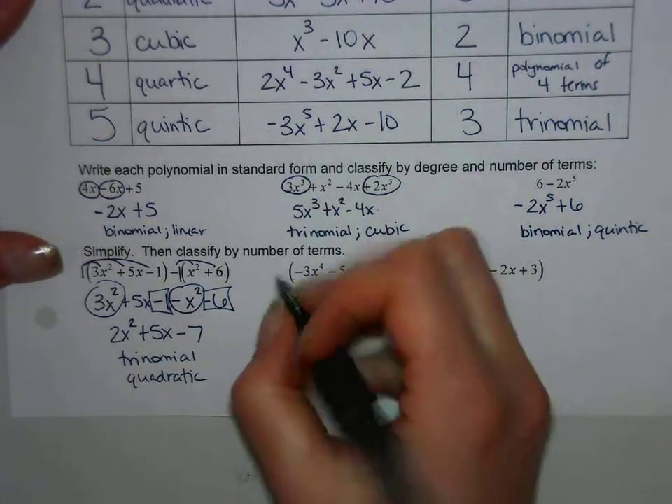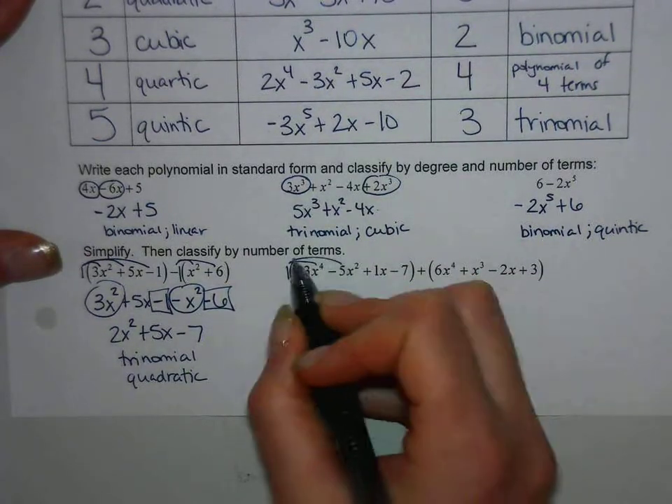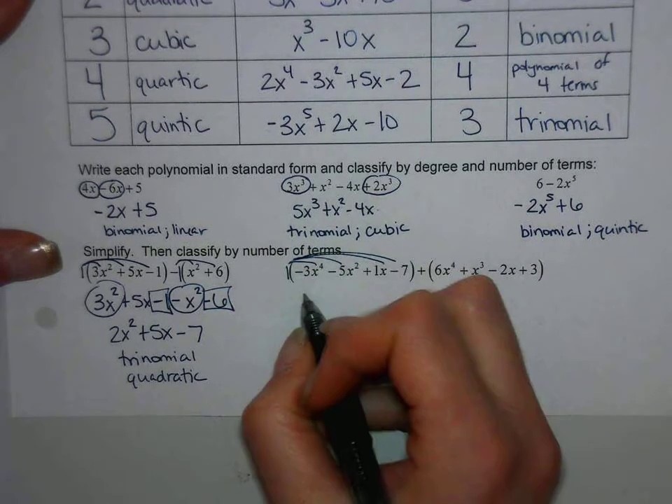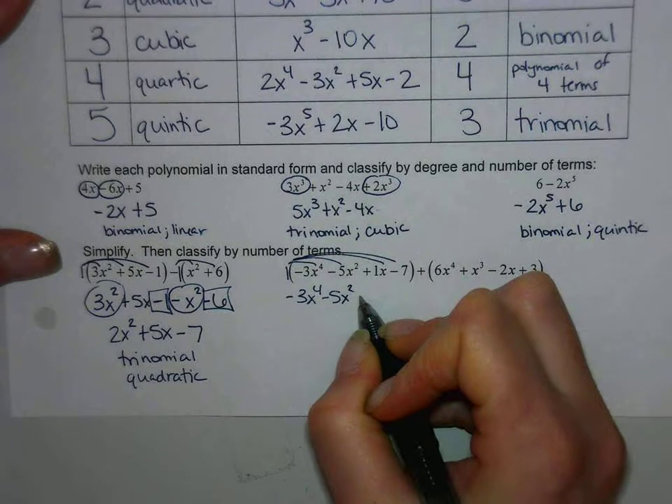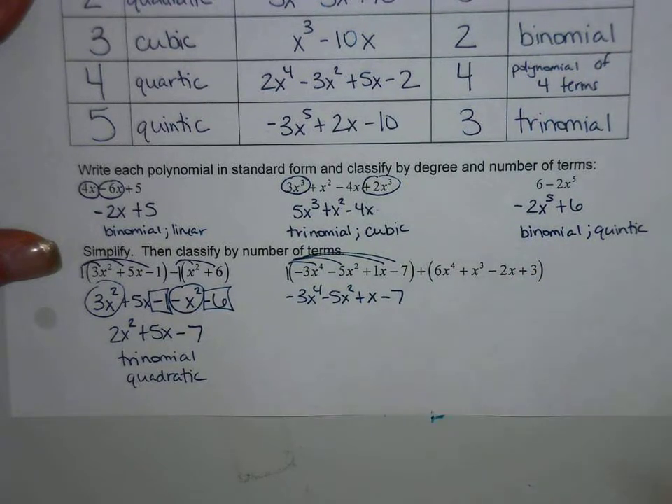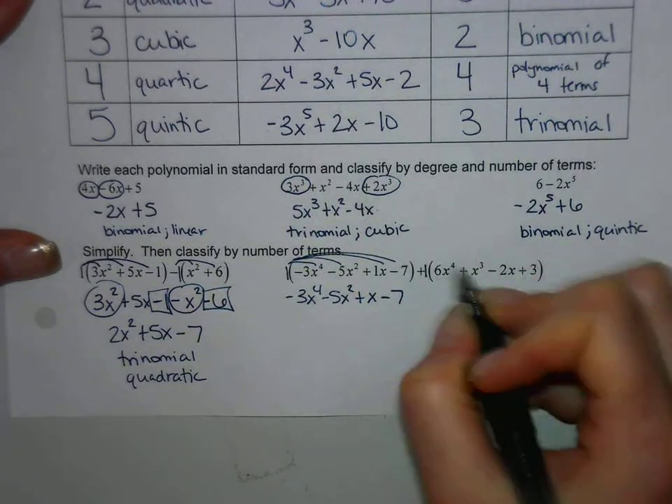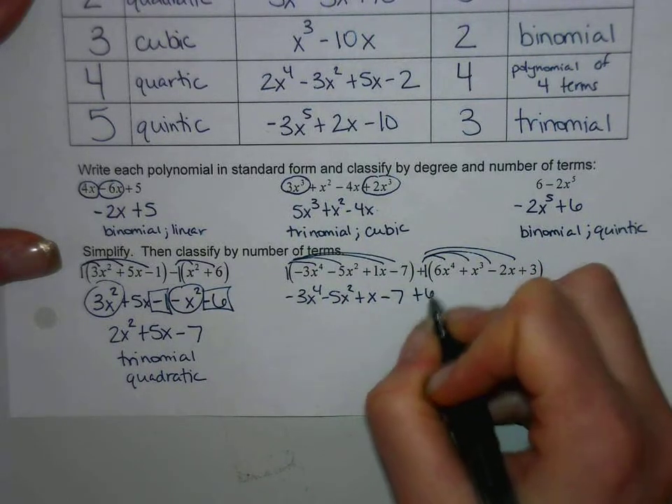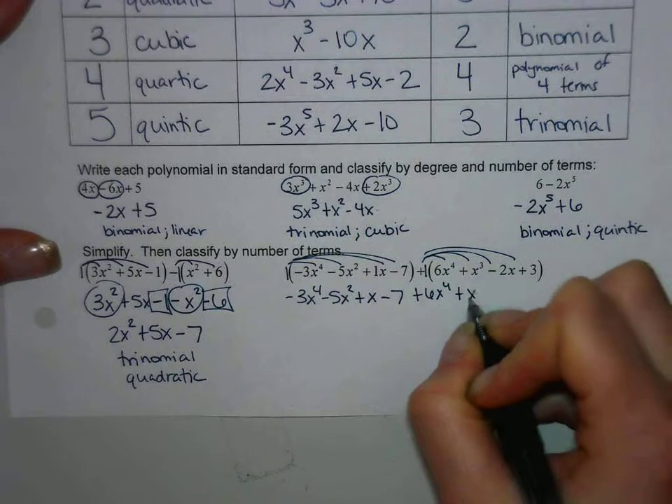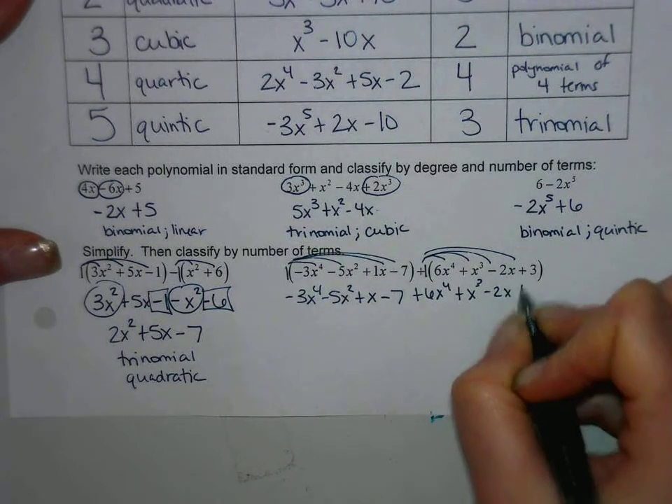So for our next example, again we distribute that positive 1. So we end up with negative 3x to the 4th, negative 5x squared, plus 1x minus 7. Here we're adding, so we're going to be distributing a positive 1. So that means we end up with 6x to the 4th, plus x to the 3rd, minus 2x plus 3.